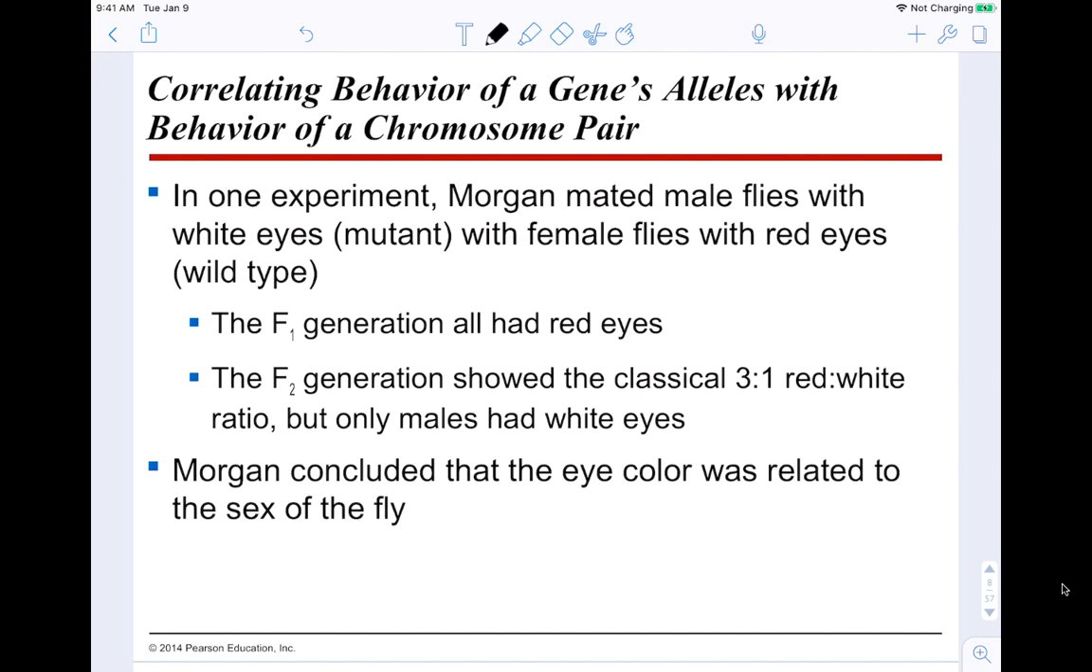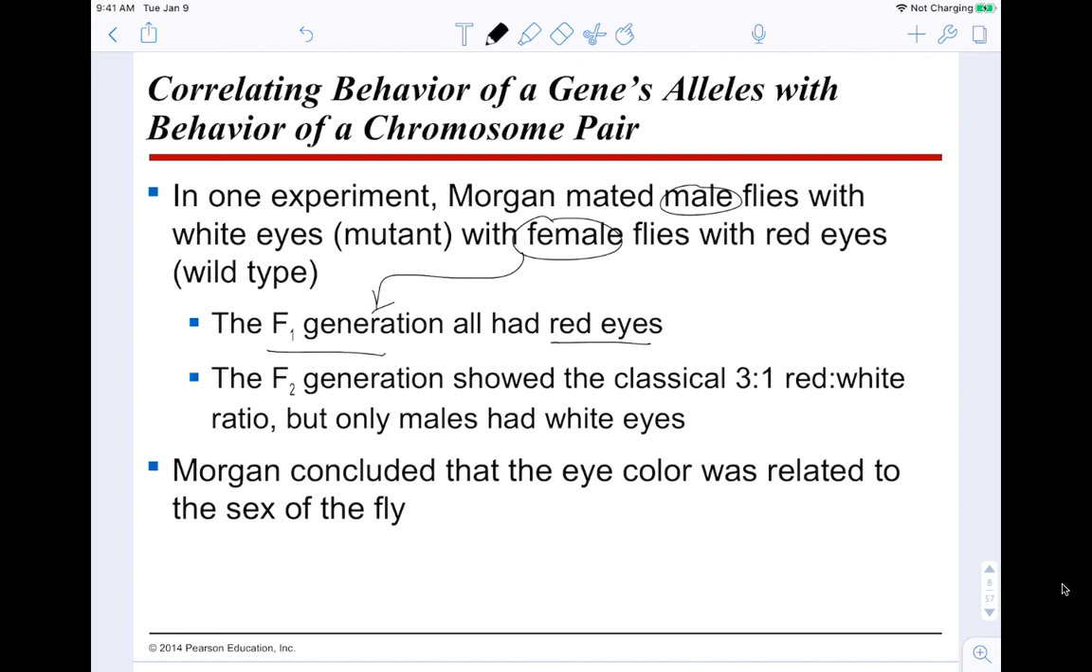So in one experiment, Morgan, who's working with these fruit flies, mated male flies with white eyes, the mutant type, with females with red eyes, the wild type. The F1 generation, their offspring, right? So we have this male and this female, and when they have a batch of baby flies, this is the F1 generation. They all had red eyes. So that tells you that there were no white eyes, right? So they all have red eyes.